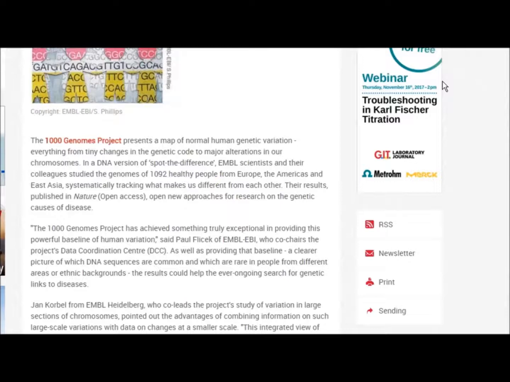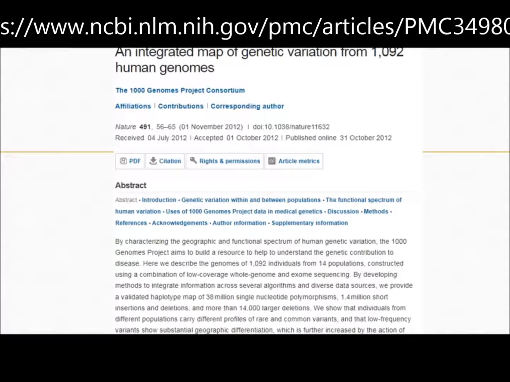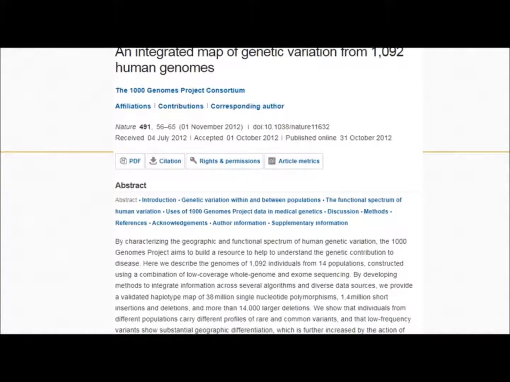In a DNA version of Spot the Difference, EMBL scientists and their colleagues studied genomes of 1,092 healthy people from Europe, the Americas, East Asia, systematically tracking what makes us different from each other. And that is an integrated map of genetic variation from 1,092 human genomes. So by characterizing the geographic and functional spectrum of human genetic variation, the 1000 Genomes Project aims to build a resource to help to understand the genetic contribution to disease.